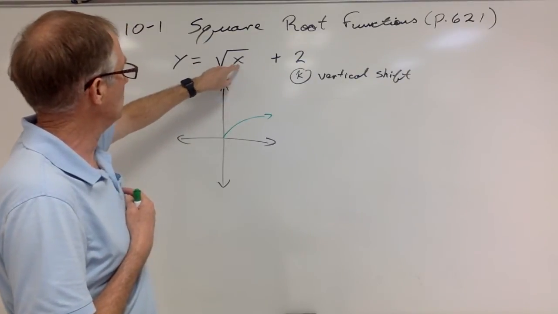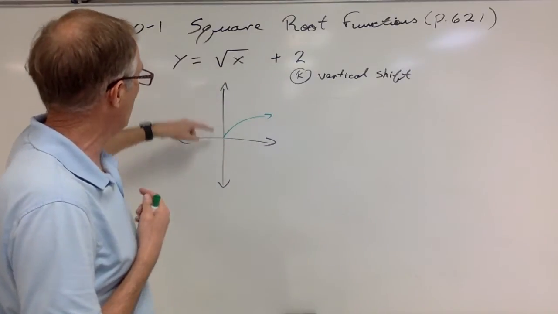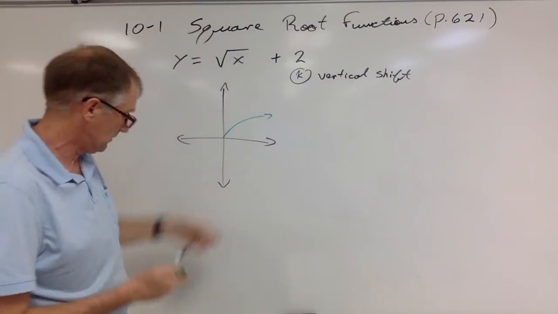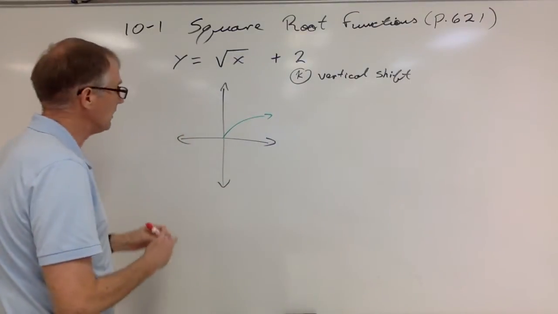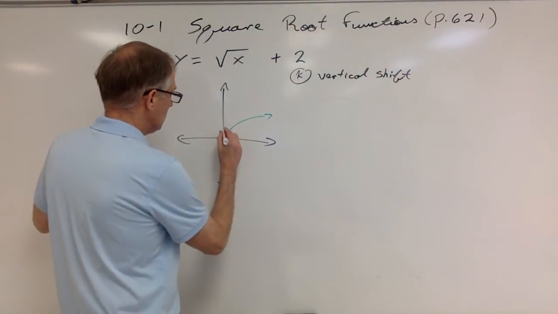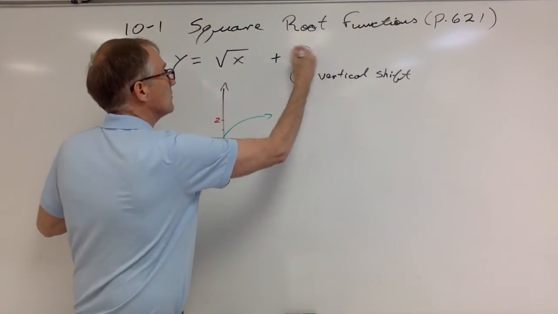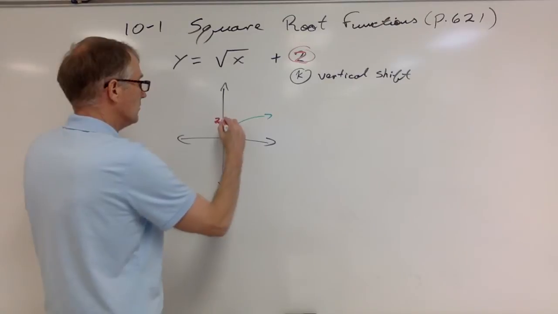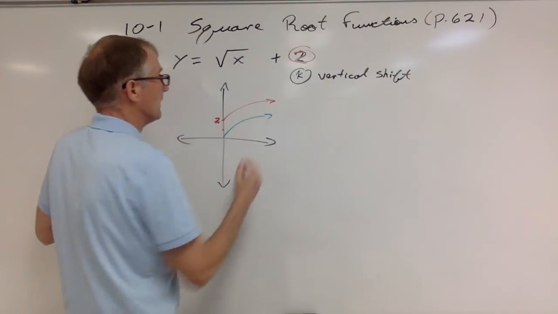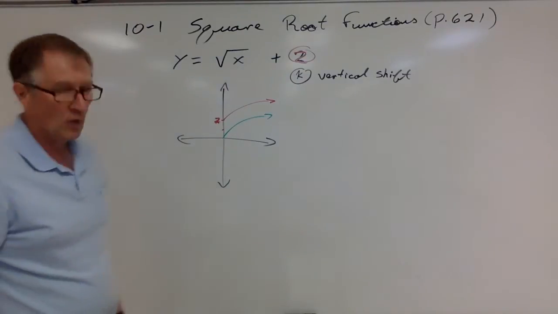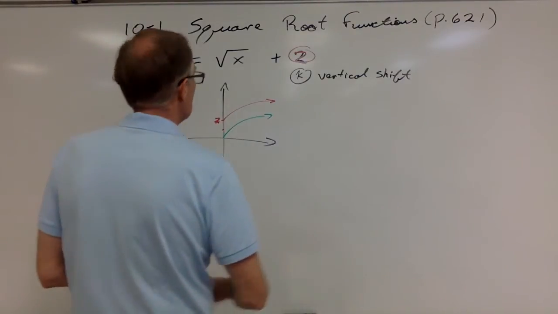But now we're going to do all that and then add the number 2. So all the y values are going to be shifted up too. In other words, this gets vertically shifted up. This entire graph is going to be shifted up 2 units. That's that 2. Okay? So it would look like that. It's a vertical shift of 2.